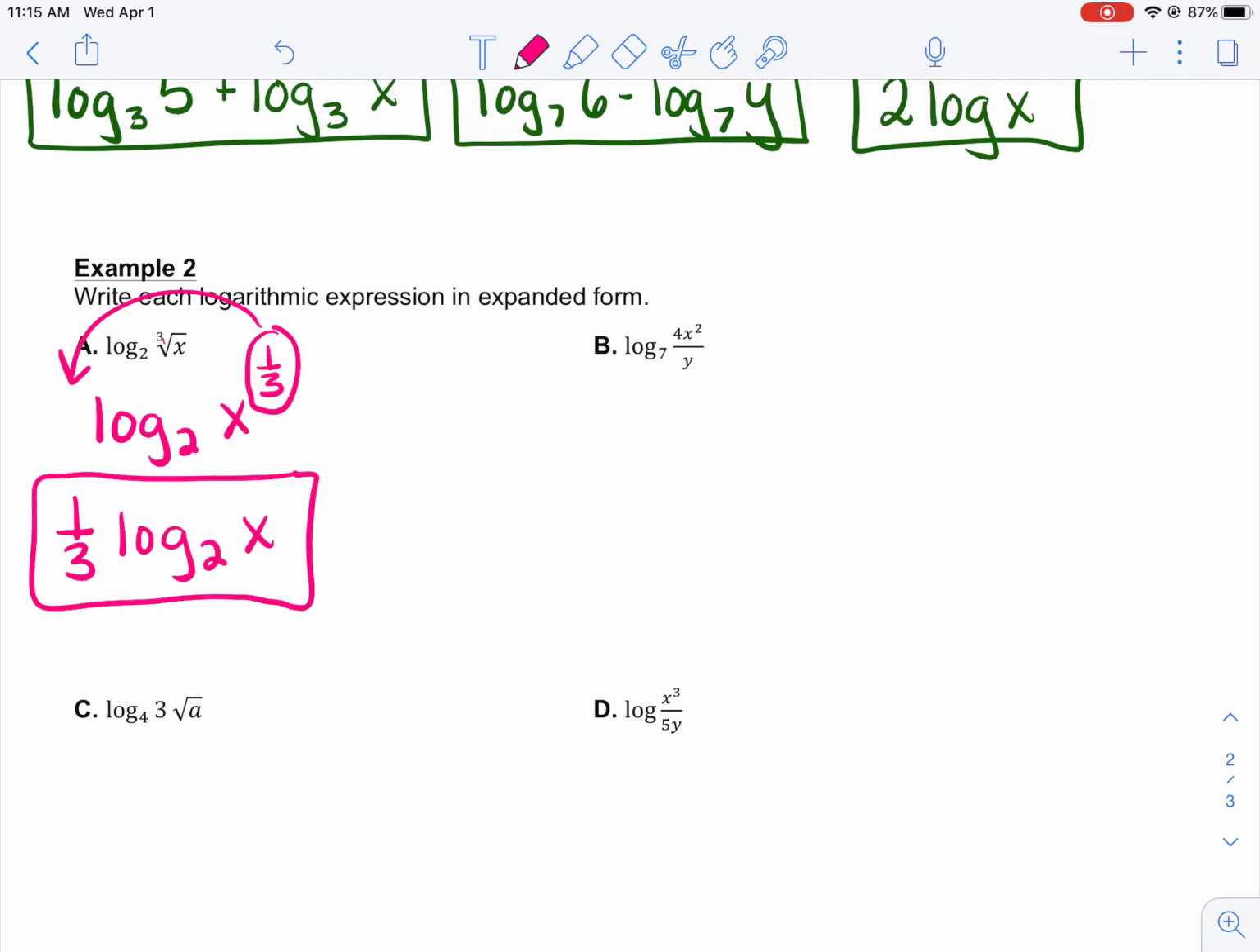The next example, we've got 3 terms. We've got a 4, an x squared, and a y. So that means that when we pull this apart, we need to use log base 7 3 times. Okay, the 4 gets its own log. I'm going to separate the 4 and the x squared using addition. So log base 7 of x squared, that gets its own log. The y is on the bottom, so that gets subtracted. So minus log base 7 of y.